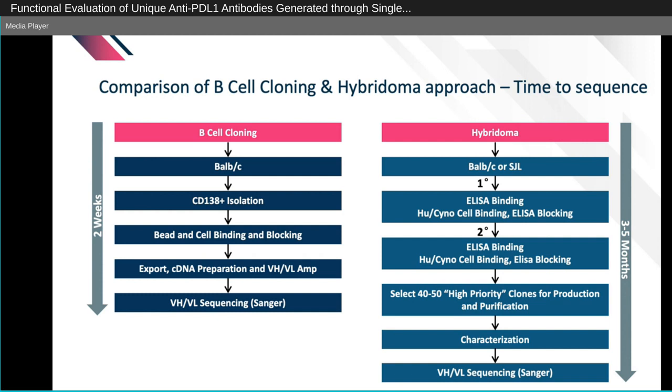Comparing that to hybridoma technology, the duration is quite a bit different. The process involves fusion followed by primary and secondary screenings. In this case, we did ELISA binding as well as blocking assays. We did look at human and cyno cross-reactive binding during the primary and secondary screening stages. We had to select just 40 to 50 high priority clones for production and purification.